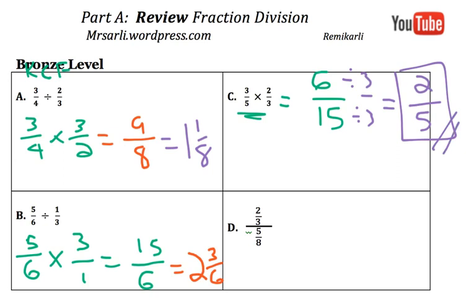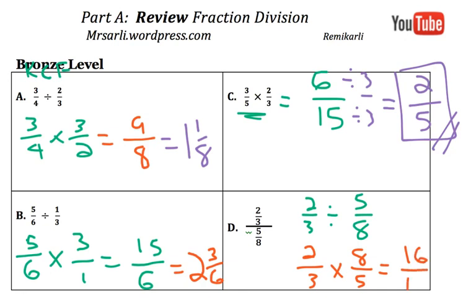Then for D, this is a division problem. It's just written in fraction form. So this line right here, again, means division. So basically, this is telling us to do the numerator divided by the denominator. Then I'm going to do keep, change, flip. So 2/3 times 8/5. And then I could multiply across. 2 times 8 is 16. 3 times 5 is 15. And as a mixed number, that's one whole, because 15 out of 15 is a whole, with 1/15 left over.